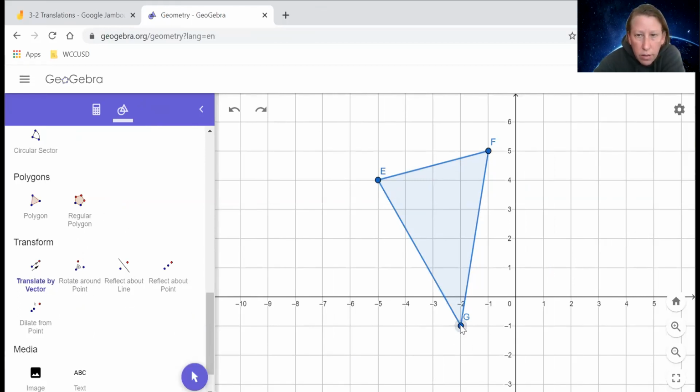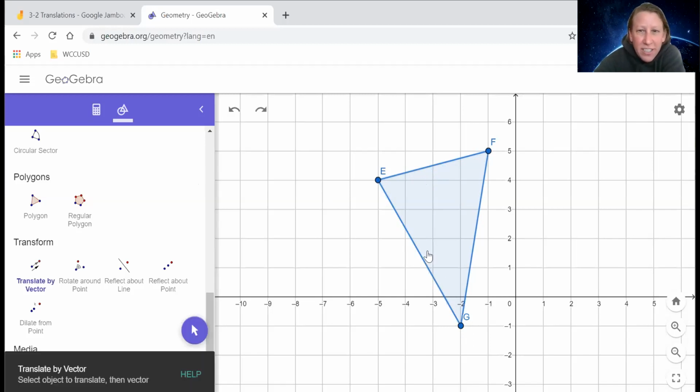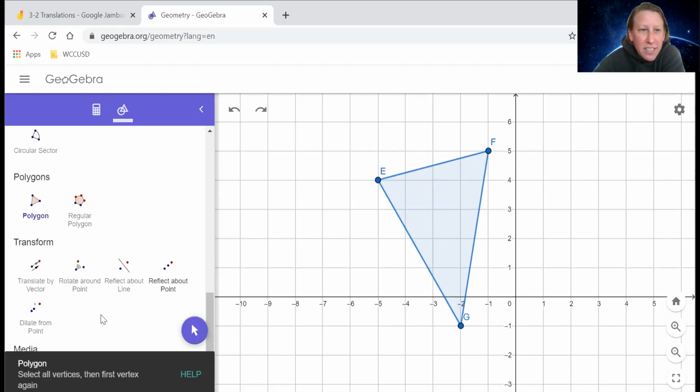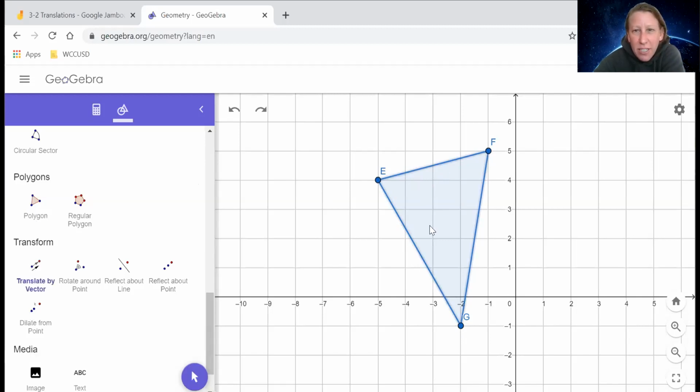Okay, select the object, which is the triangle. That's only going to give me the line segment. I want the whole triangle. Okay, select the object, the triangle. There it is. See how it turned selected?